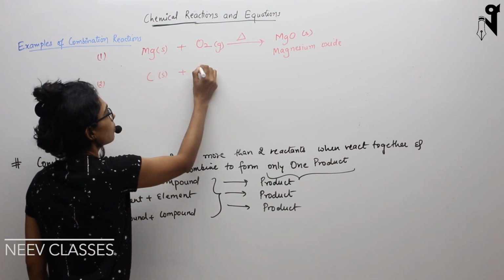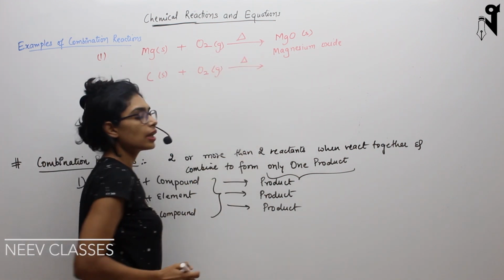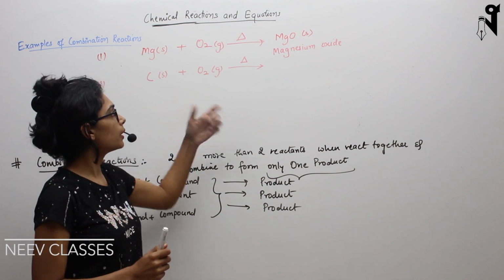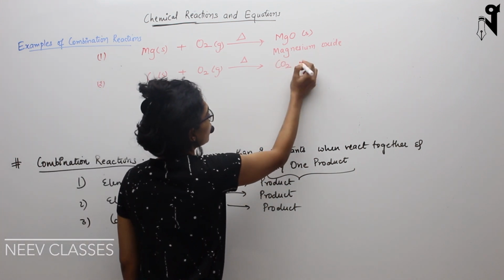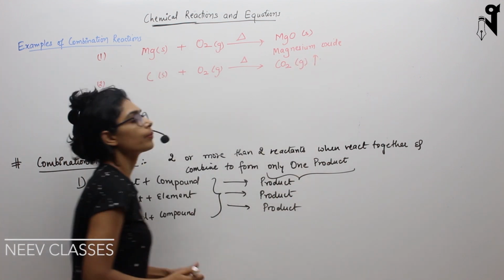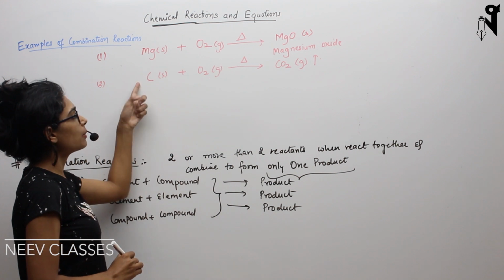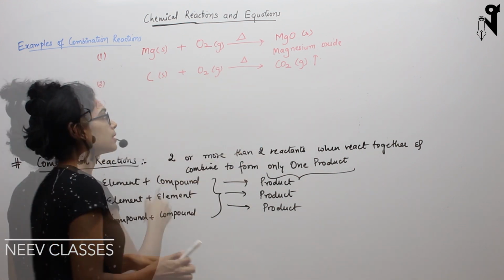Similarly, you can have another reaction, carbon burning with oxygen. Basically I have taken carbon and I am burning it in the presence of oxygen. It will convert into carbon dioxide. It's a gas. Again, carbon was one element, oxygen was another element, and they combined to form carbon dioxide.